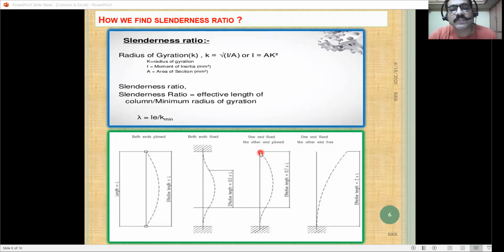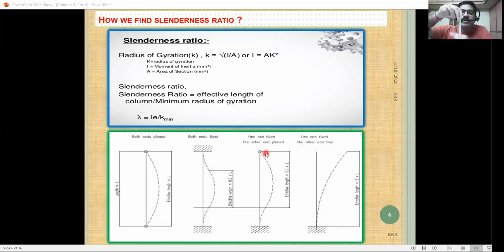The third case: one end is fixed and the other end is pinned. If you understand the concept of pin and fixity, you can easily remember these values. No need to learn them by heart. This third case is a mixture of the first and second cases. One end is fixed and the other end is pinned.